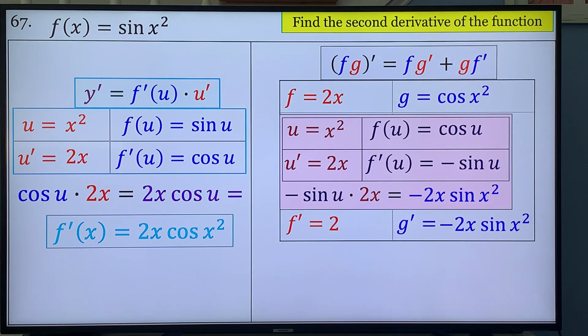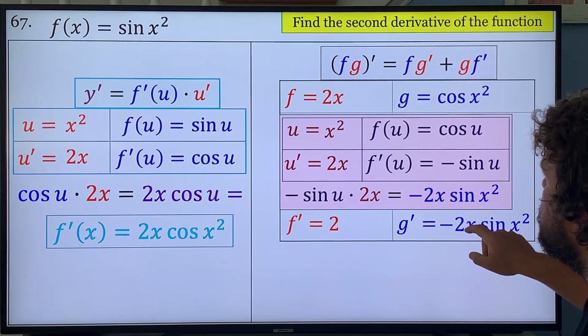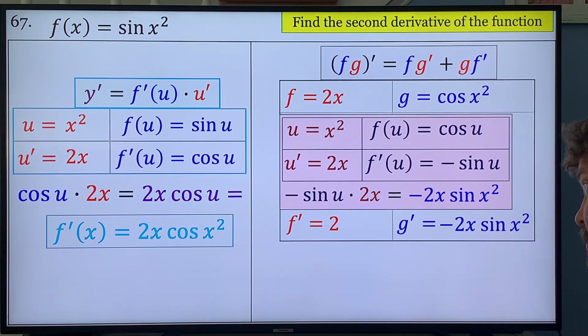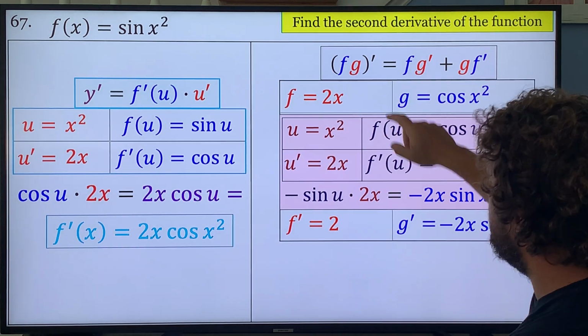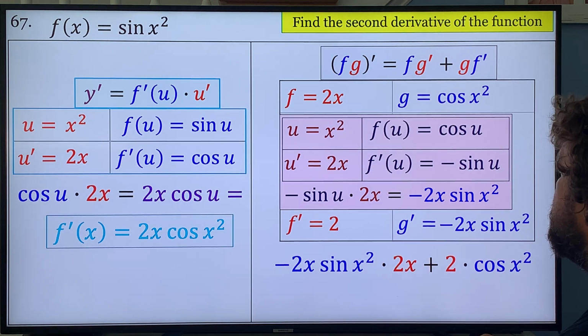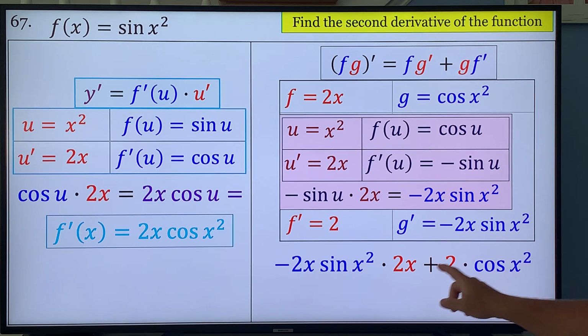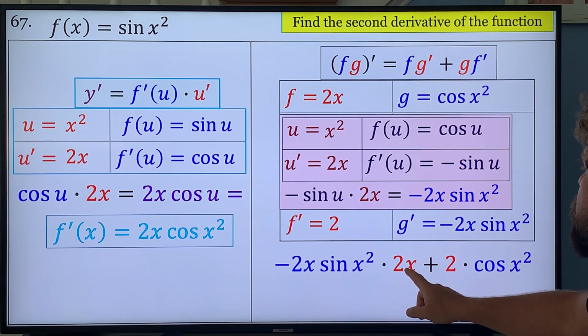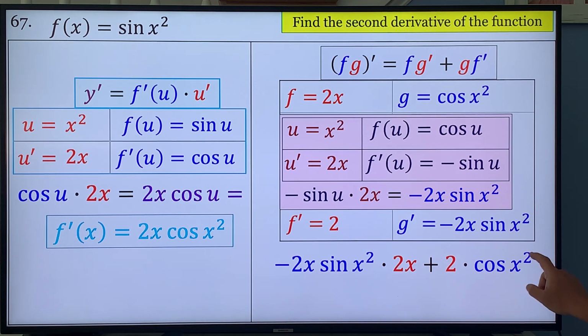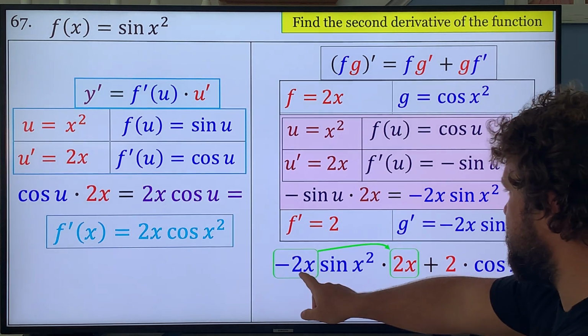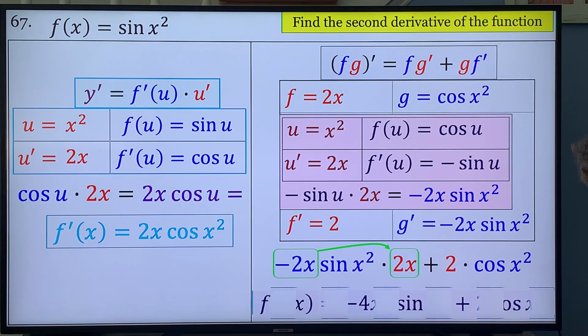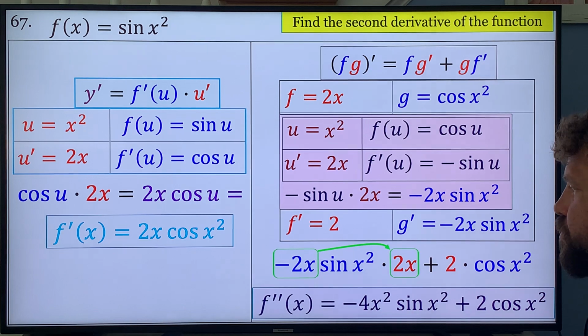All right? See? Right in my head. F g prime. Oh, I got my colors all mixed up. Whatever. 2x times negative 2x sine x squared, plus 2 times cosine x squared. 2x times negative 2x is negative 4x squared. So it's negative 4x squared sine x squared plus 2 cosine x squared. All right?